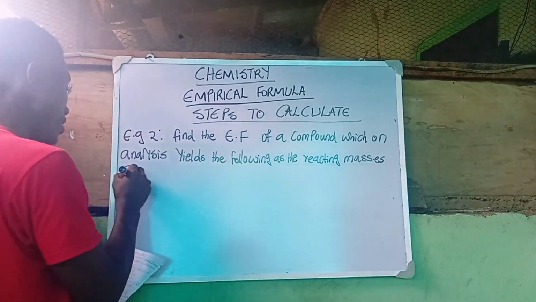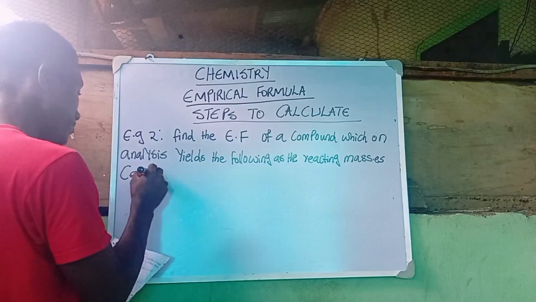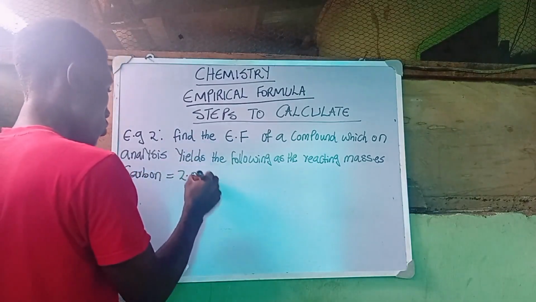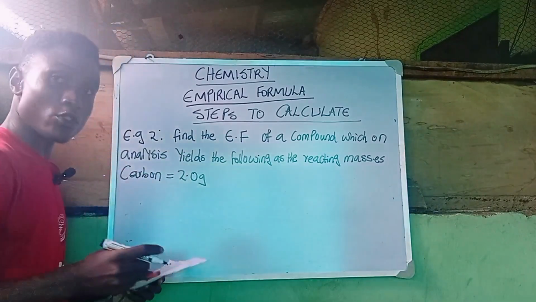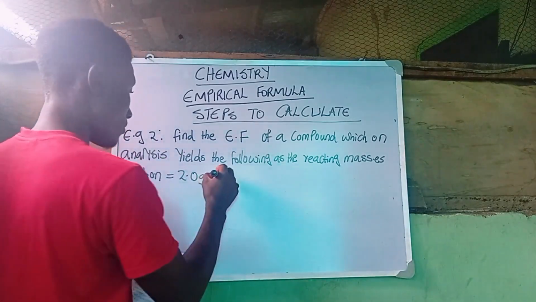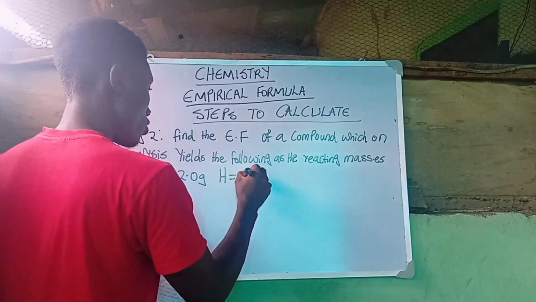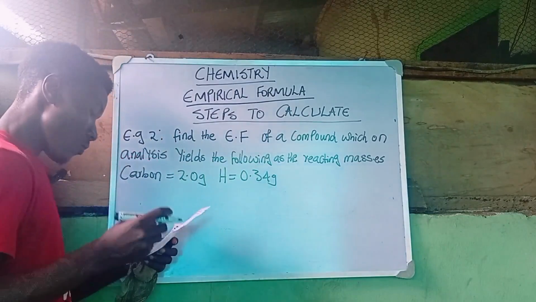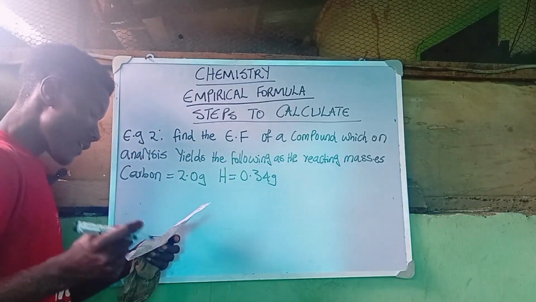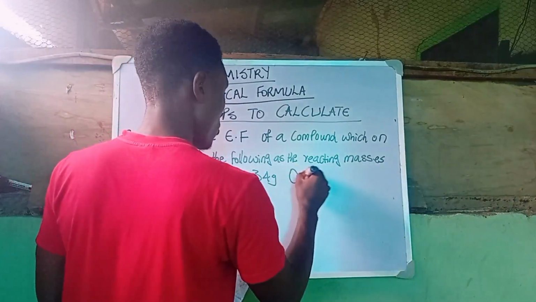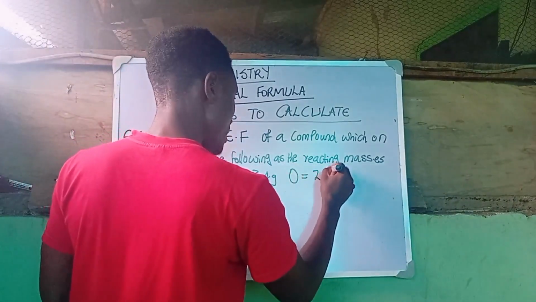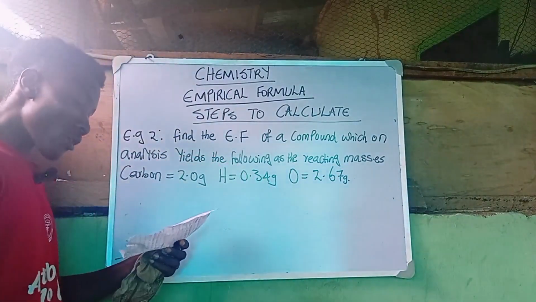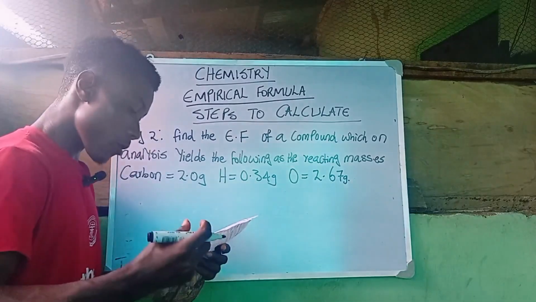So we have our carbon here. Our carbon here is 2.0 gram. We have our hydrogen to be 0.34 gram, and we have our oxygen to be 2.67 gram. So we say oxygen equals 2.67 gram. Now the question is, from your result find the molecular formula of the compound.